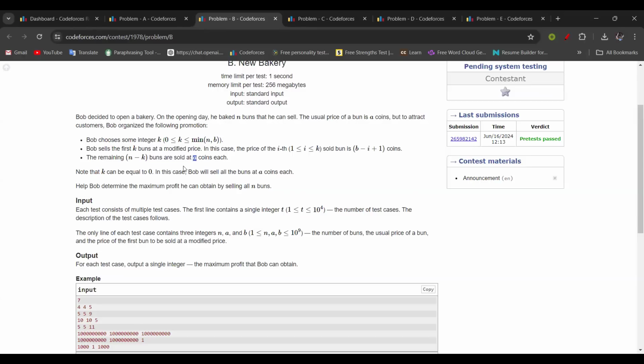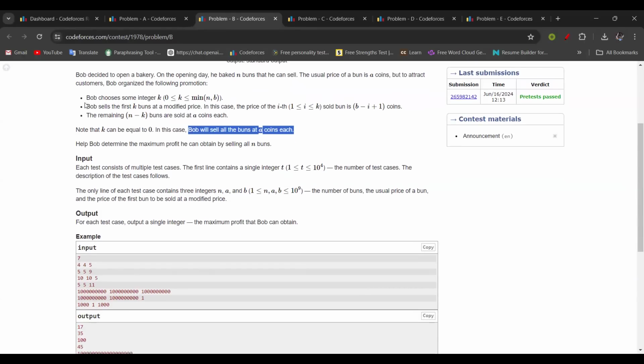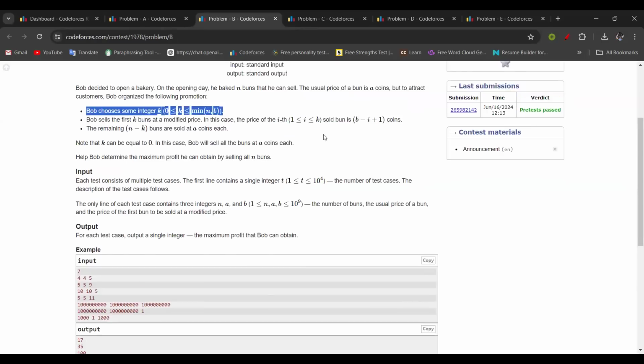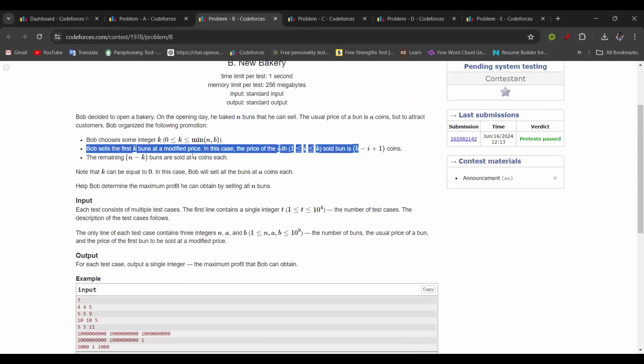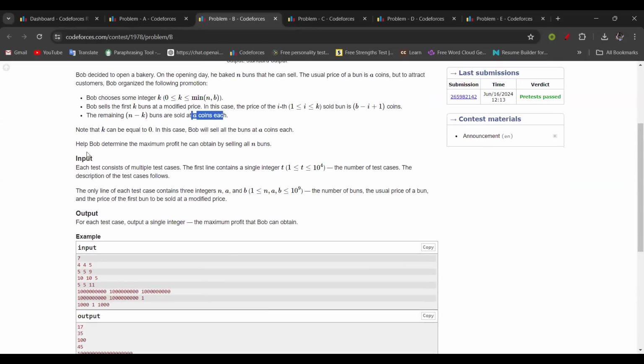So the remaining buns are sold at a coins each. So this way, Bob is selling. Now note that k can be equal to 0. In this case, Bob will sell all the buns at a points each. If k is 0, then this part would be excluded and all the buns would be sold at a points each. Okay. So help Bob determine the maximum profit he can obtain by selling all buns.